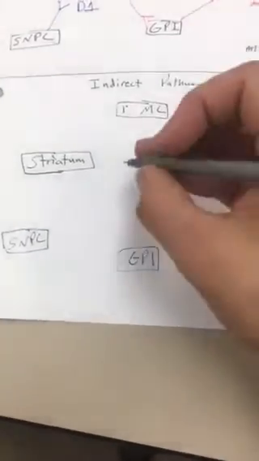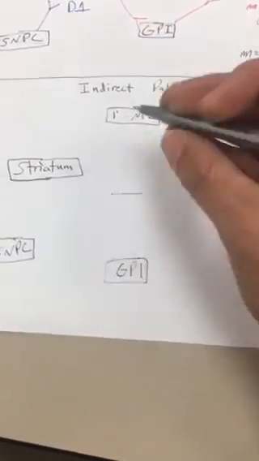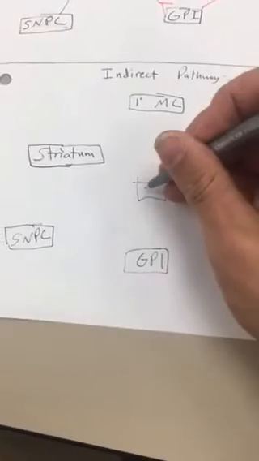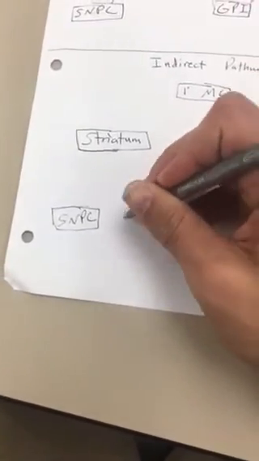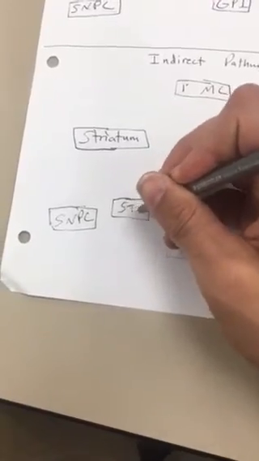So now let's make our indirect pathway. Again, I start with the same structures. I'm going to add two in. Right above my GPi here, I'm going to add my GPe, globus pallidus externa. And then in this region here, I'm going to add my subthalamic nucleus.